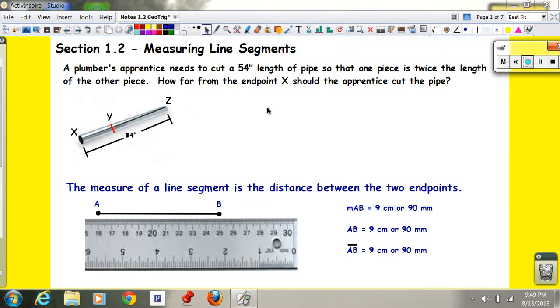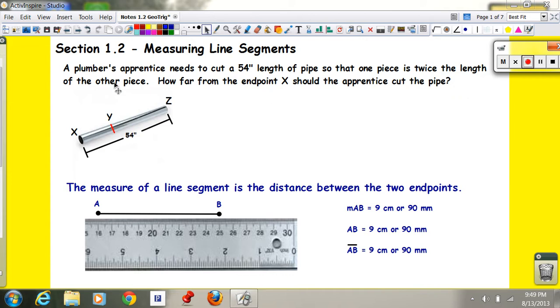Hey guys, this is the video for section 1.2 in our geometry book, and we're going to talk about measuring line segments. And remember, you can pause the video anytime you need to catch up. I'm working on making them a little more fun and exciting, but right now I'm just trying to get them made. So, I know they're a little slow, but there's some fun stuff on here.